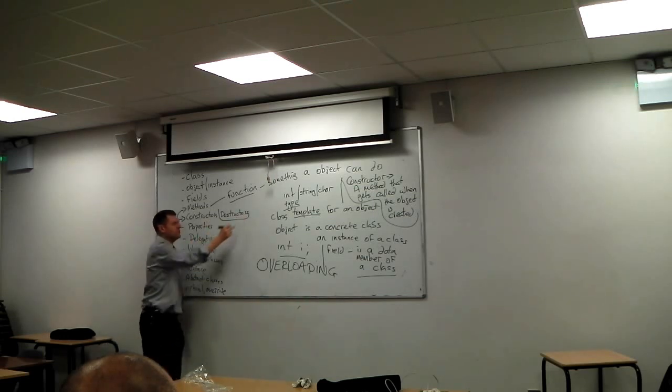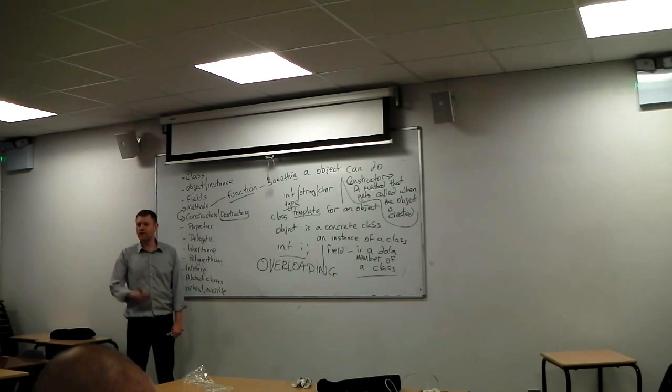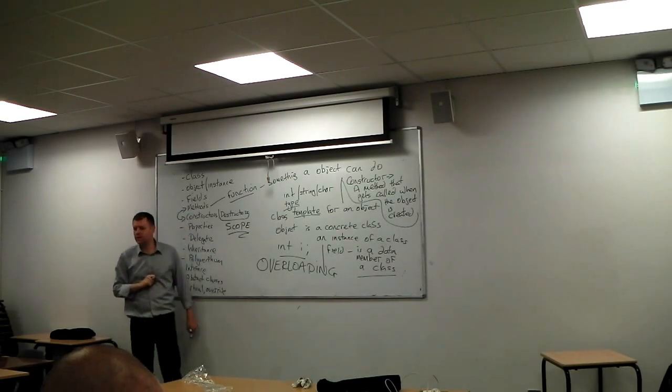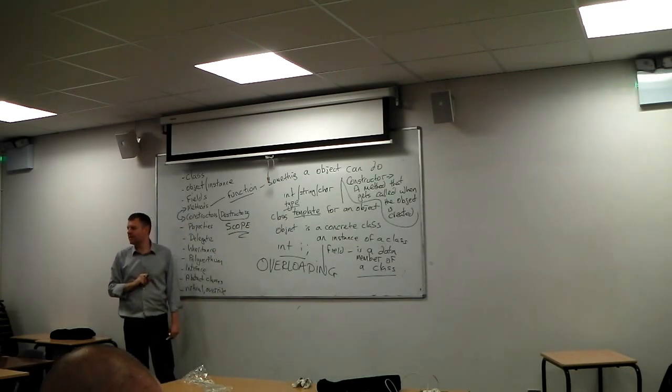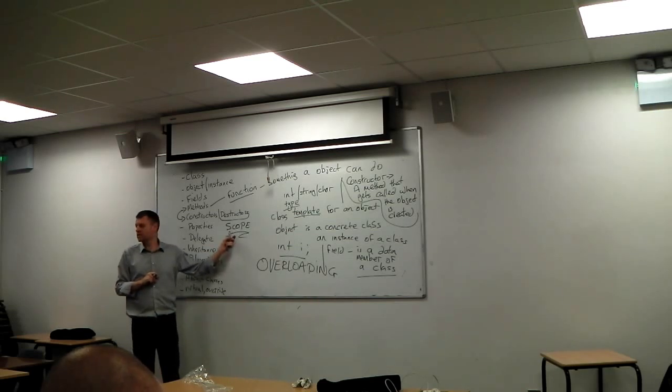So if a constructor is for creating an object, a destructor is for destroying the object. When the object goes out of scope, its destructor gets called. C# and C++ do destructors. Java doesn't have destructors. There's no concept of a destructor. And in C#, destructors are hardly ever used.